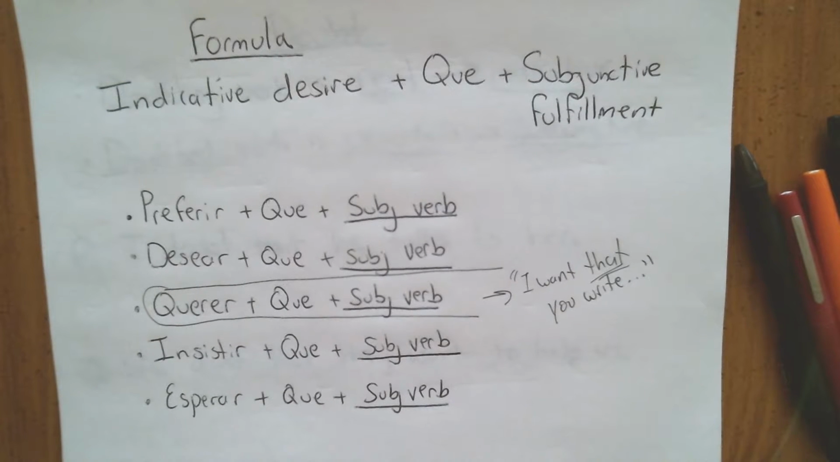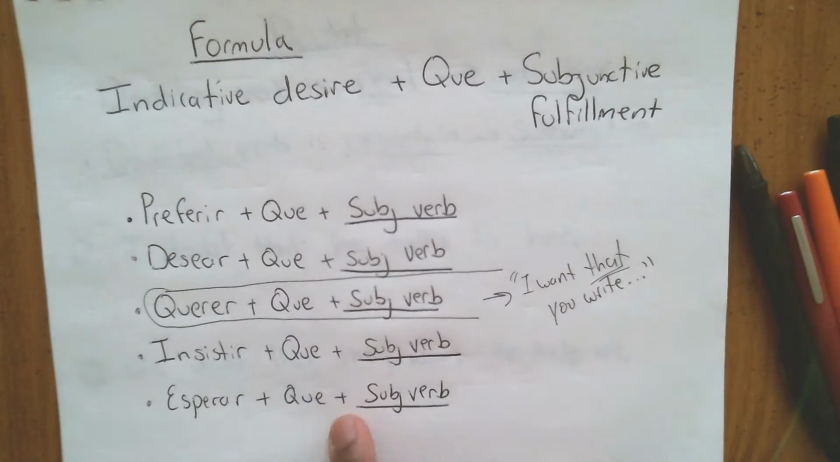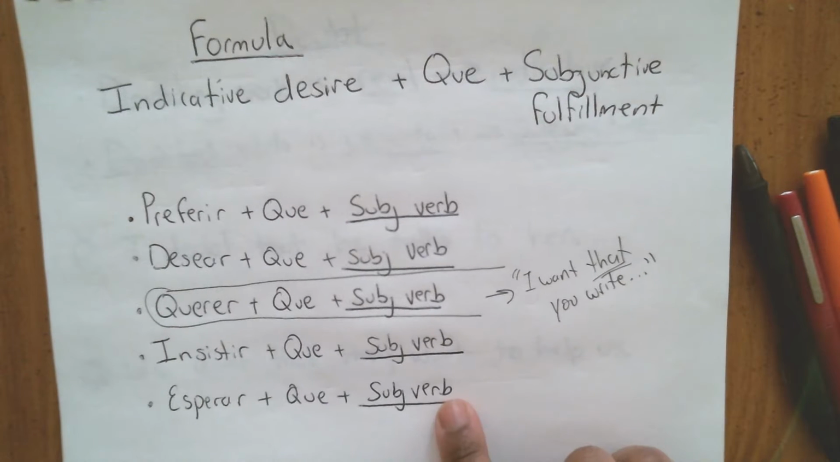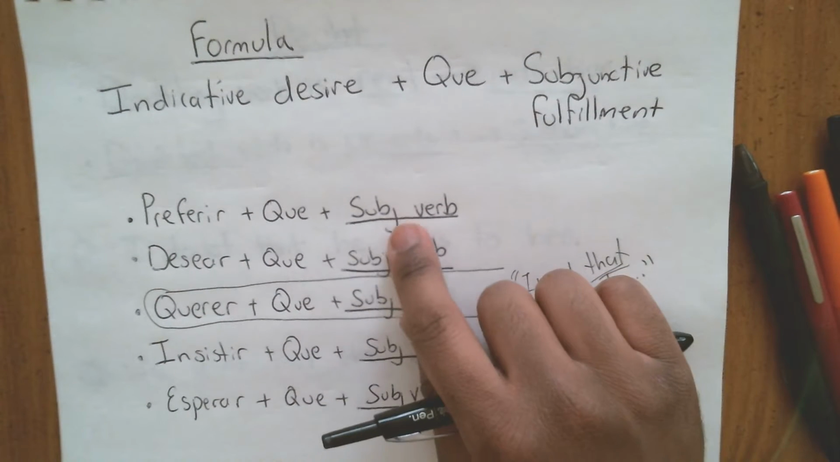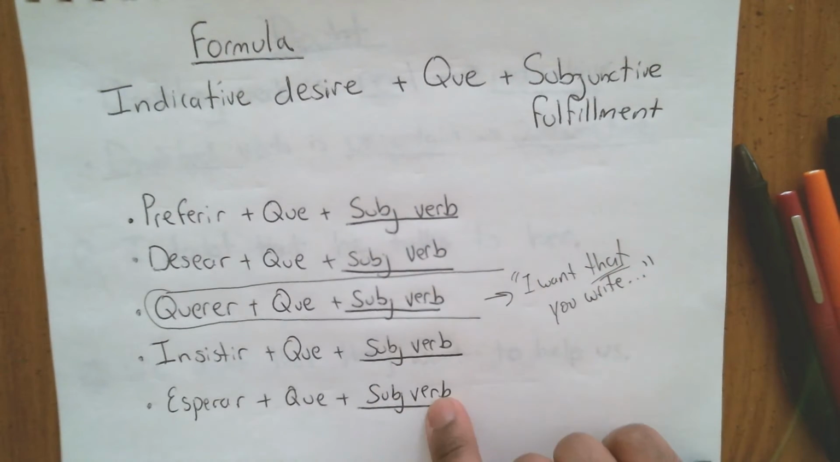Insistir plus que plus subjunctive verb. I insist that you do something. Okay, so it's always these verbs right here that are in the indicative, followed by a que, and then someone else over here doing the fulfillment verb, their fulfilling of that verb is subjunctive because they haven't actually fulfilled it yet. Then finally, there's esperar plus que plus verb, like I hope that he does something. What he does is going to be in the subjunctive. So when you see this S-U-B-J, that's just subjunctive. It's not subject. It is subjunctive verb.